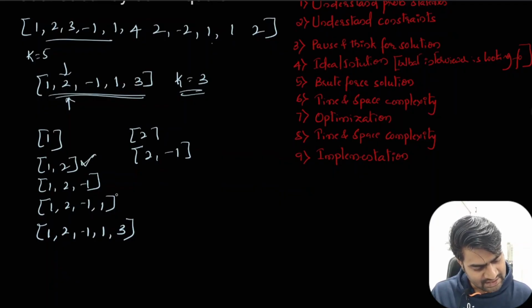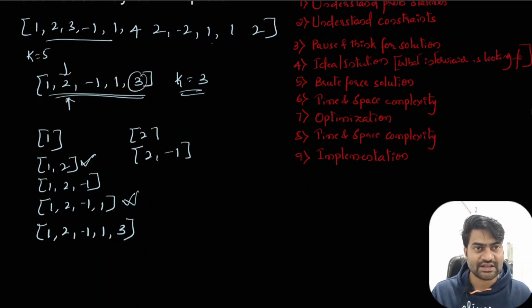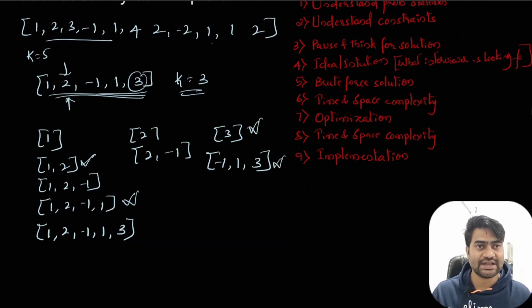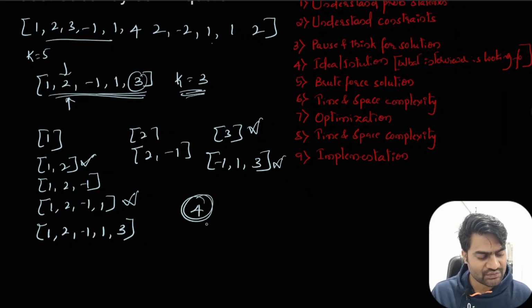Next, for us again this gives us 3, correct, right? And next only 3 will give us 3, so that will be another subarray. And if you see this entire part, that is minus 1, 1, 3 will give us 3. So basically we get 4 subarrays, which gives us k equal to 3, correct, right? So we will have to return 4 in this particular example.